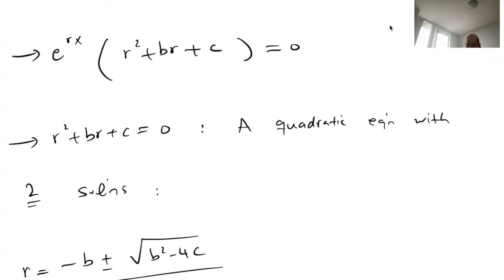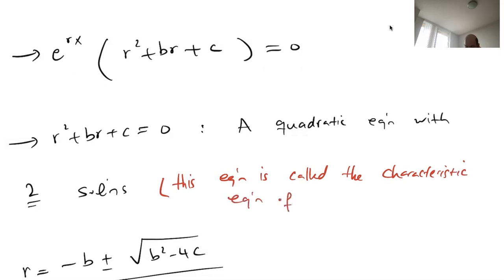This equation is called the characteristic equation of our ODE. Let me mention it here. This equation is called the characteristic equation of y double prime plus by prime plus cy equals 0.